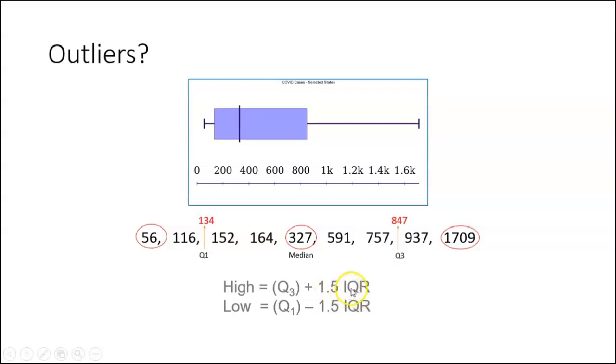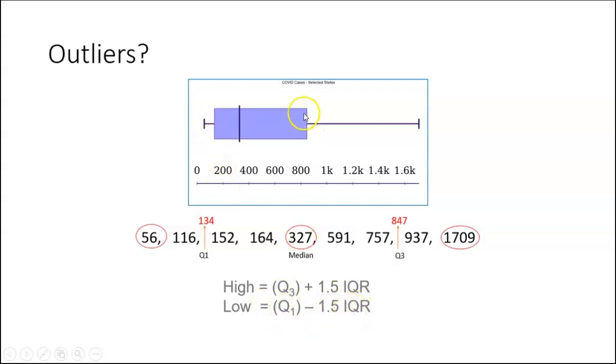Now the interquartile range is how far it is between the first and the third quartiles. So how far is it from that 134 to the 847? Take 1.5 of those distances. And if you add it to the third quartile, if you get a number bigger than 1709, then 1709 is outside of that. Or on the low side, say there was a number in here that was like 2. Is that an outlier on the low side? Well, we would find out by taking the first quartile and subtracting 1.5 times that interquartile range.